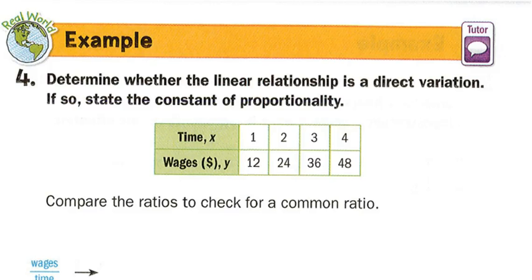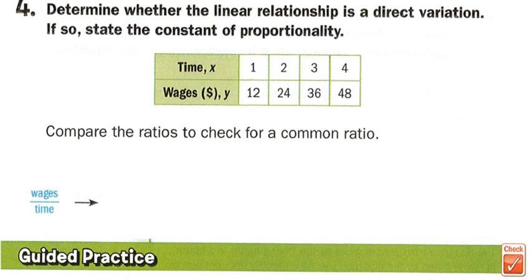Last example. So we're going to determine whether the linear relationship is a direct variation. If so, state the constant of proportionality. So we have time X over wages in dollars Y. So to do this, let's compare the ratios of wages to time, and see if we find a common ratio. Because remember, a common ratio, same as a constant rate of change. If we have a constant rate of change, we're going to have some proportionality. All right, so here we go.